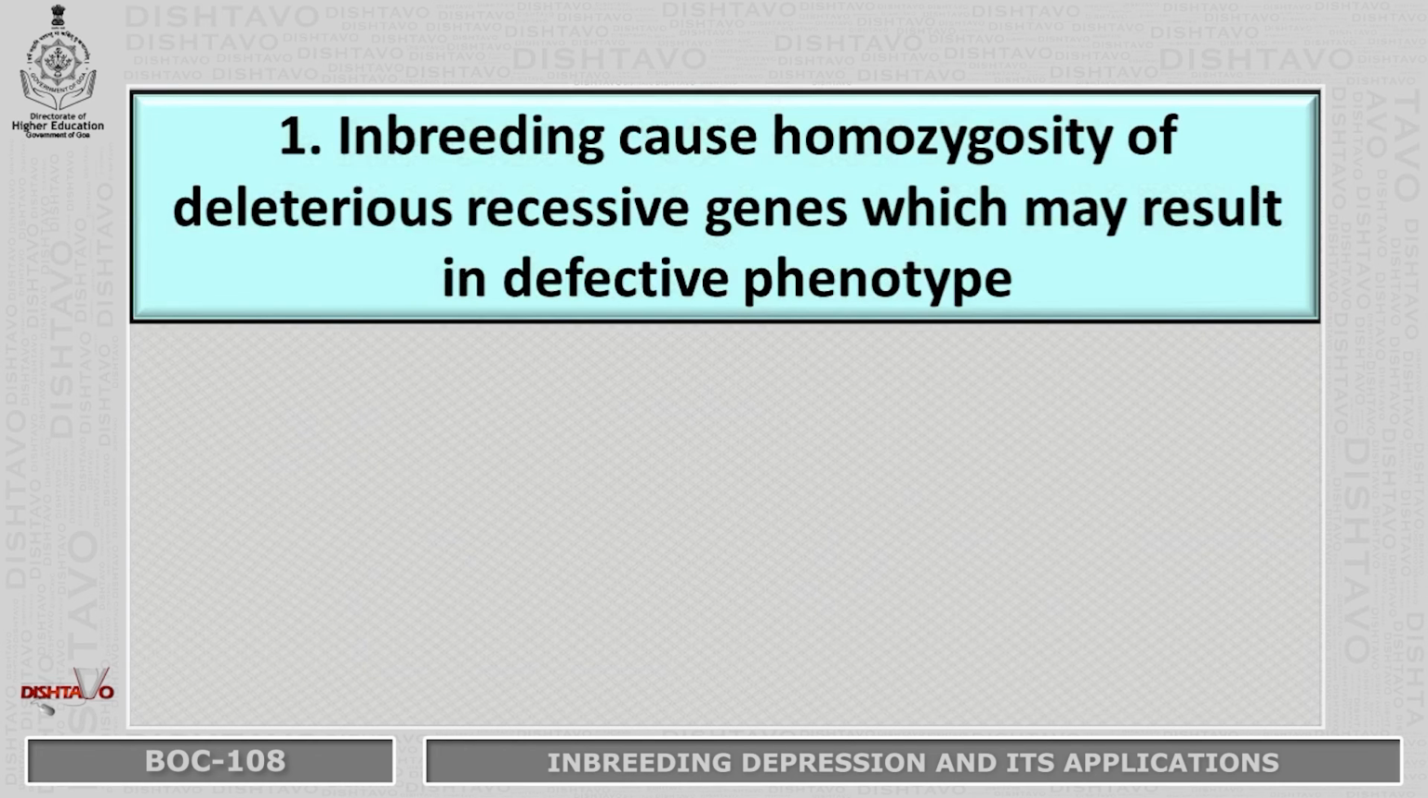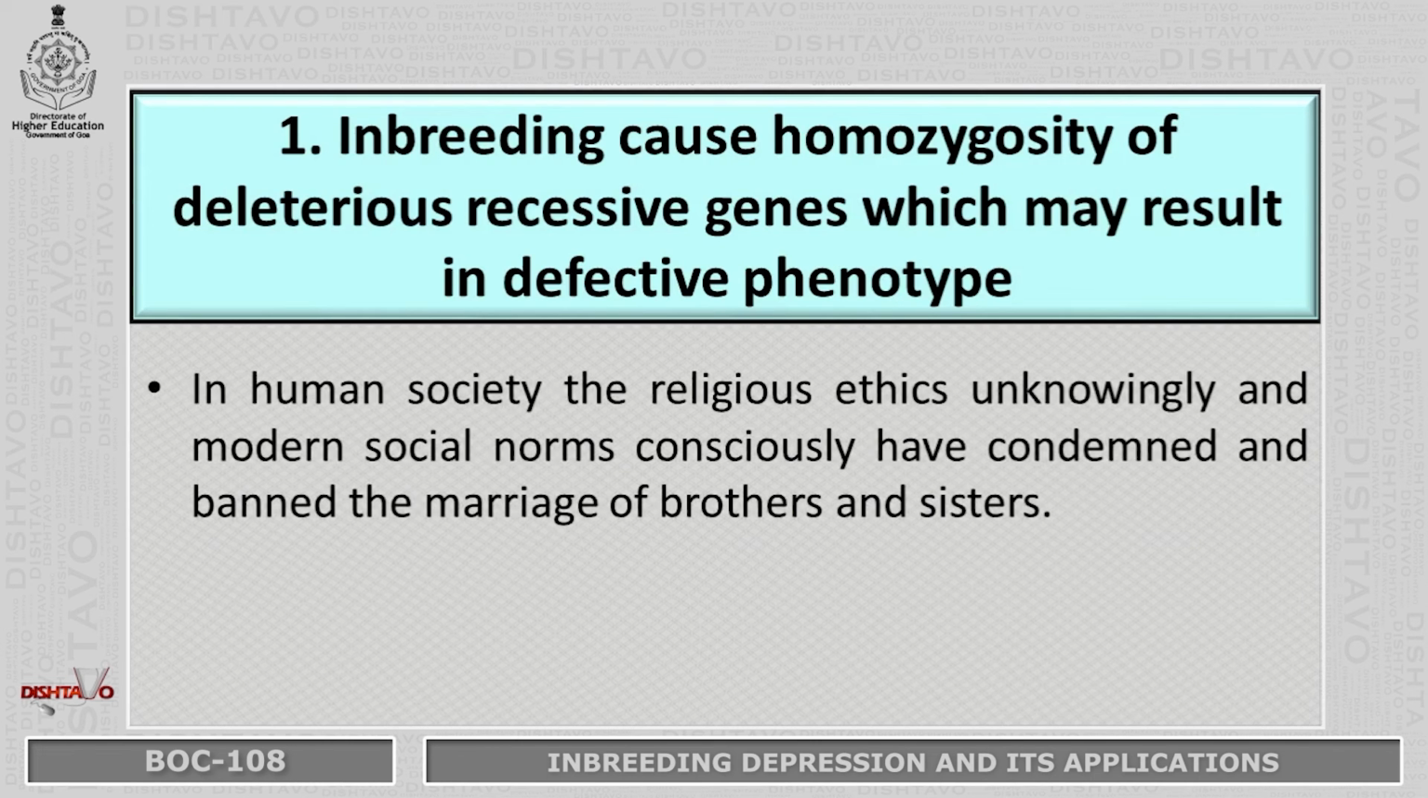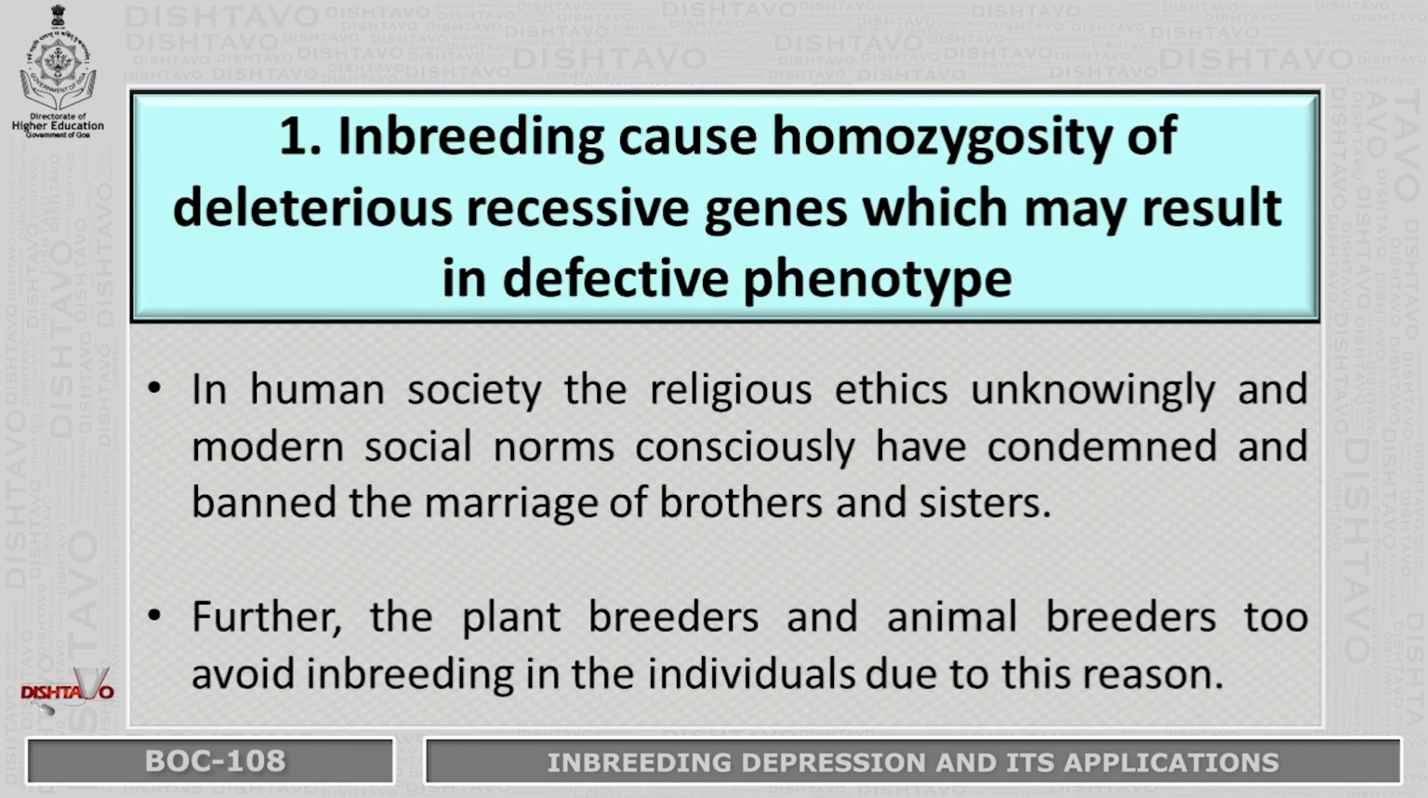Inbreeding causes homozygosity of deleterious recessive genes which may result in defective phenotype. Under this, we have the example that in human society, the religious ethics unknowingly and moral social norms consciously have condemned and banned the marriage of brothers and sisters. Further, plant breeders and animal breeders avoid inbreeding in the individuals due to this particular reason.